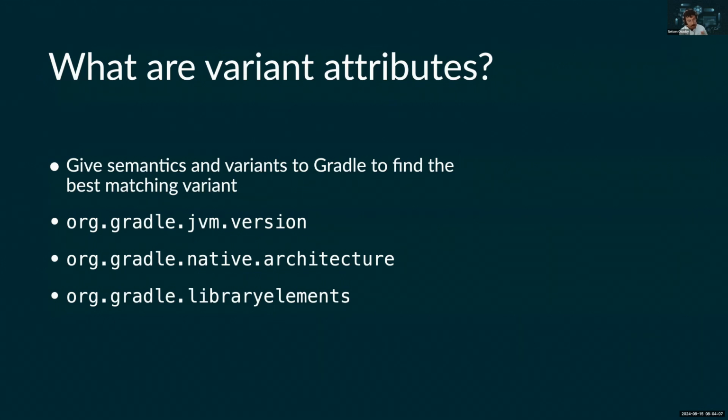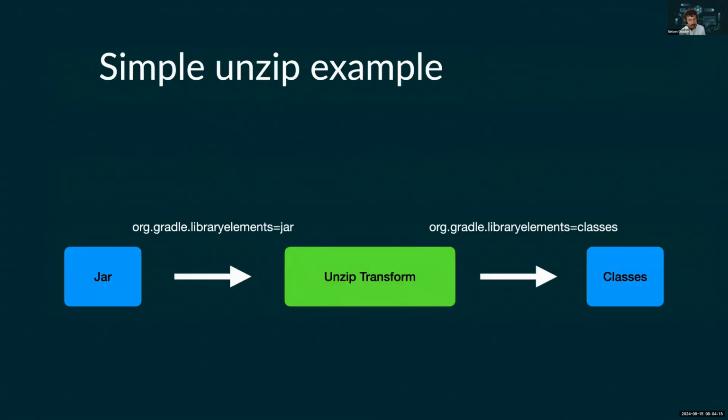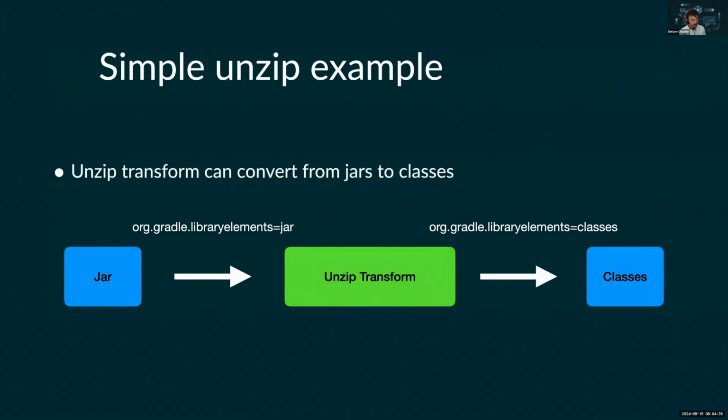So let's dive into a really simple transform example to explain how this works. Let's say you have org.gradle.libraryelements equals jar, but you want that dependency in the form of org.gradle.libraryelements equals classes. The unzip transform can take the jar and transform it into classes by doing an unzip on that. So it's very straightforward, right? That's at the very basic, everything you need to know about what artifact transforms are.